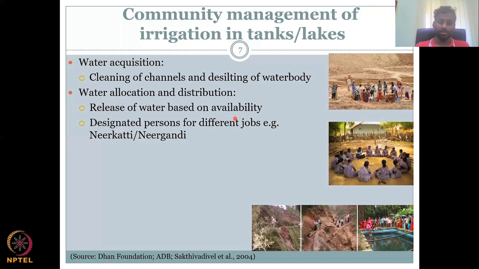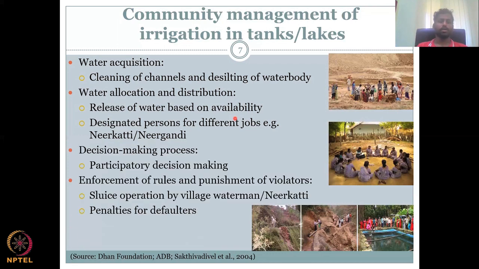Designated persons for different jobs, for example, Neer Katti, Neer Angadi, Neer Gandhi, all these are traditional terms used for people to monitor these channels, monitor the sediment levels, and also monitor the distribution. Decision-making process: participatory decision-making, not single person-led. So if you could see here, the women are also brought into the group to make these decisions. Because they also want to know how much water is available, and based on that, how much they can have for domestic use, livestock, etc. It's participatory decision-making, not single person decision-making.